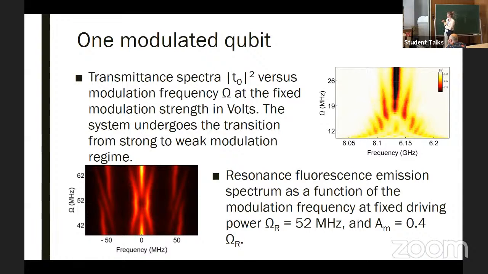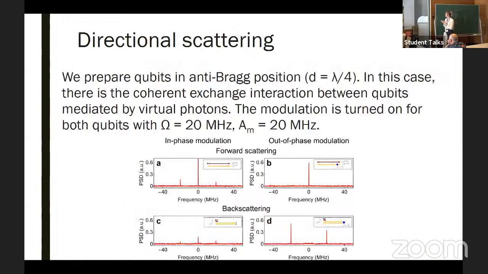Okay, so let me now go to the main part of the talk, and it's directional scattering. As I said before, the directionality comes from the interference. So on those plots, I'm measuring, again, resonant fluorescence. And here you have to focus on the sidebands, because the sidebands are exactly the thing which I'm actually doing directional scattering of.